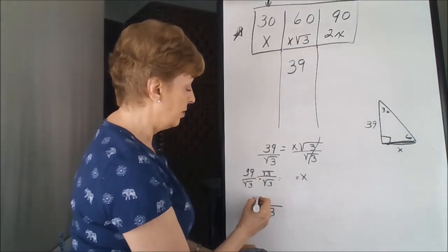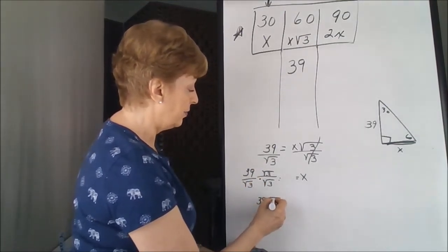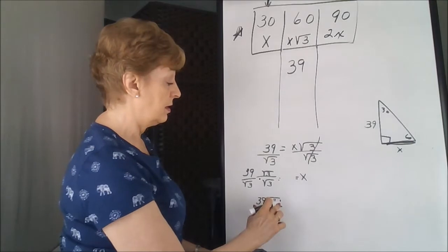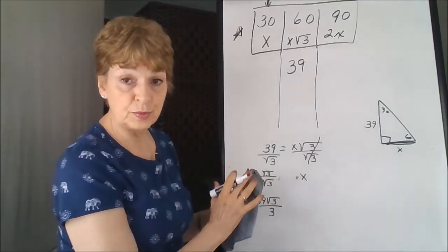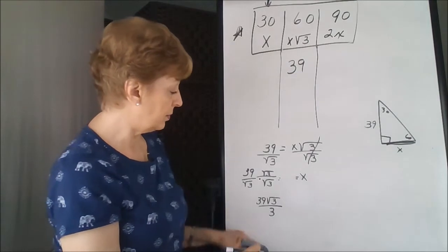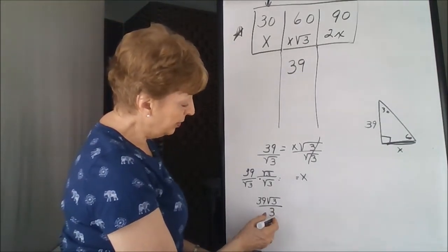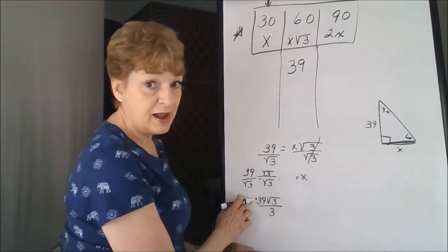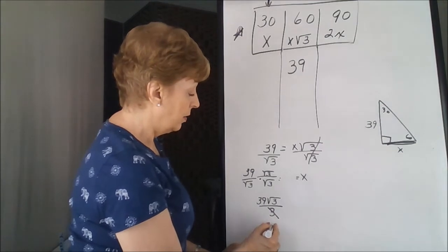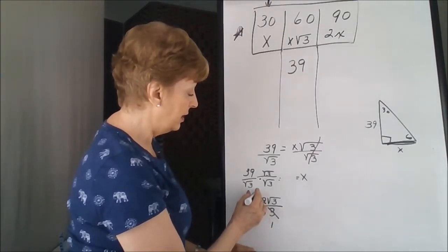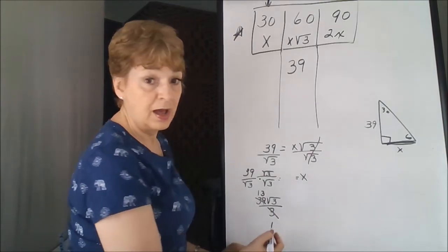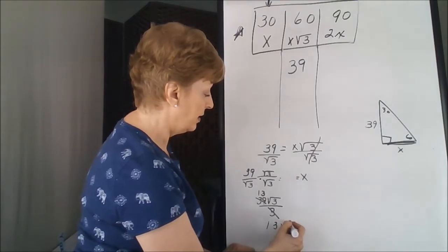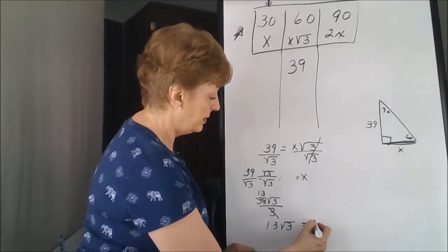On the top, the numerator, it's 39 radical 3, because you can only multiply and divide whole numbers and radicals in groups. Whole number group, a radical group. Now we've got a whole number in the denominator of the fraction, which is divisible into the 39. So we're going to clear that. 3 goes into 39 13 times. So the finished answer to this is 13 radical 3 is equal to x.